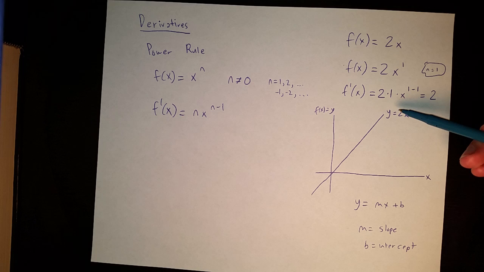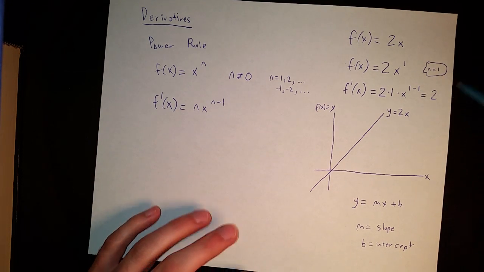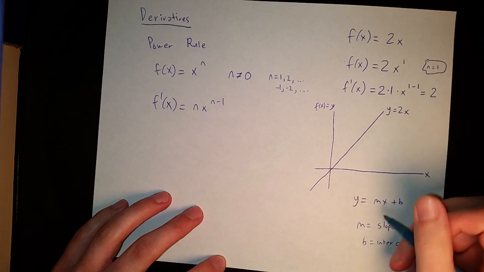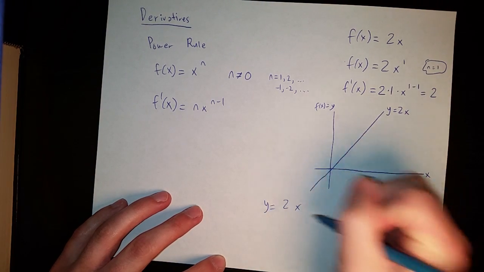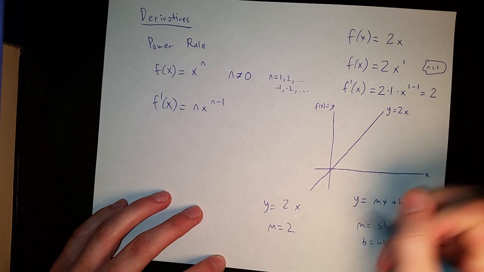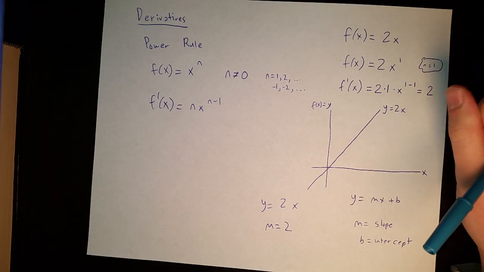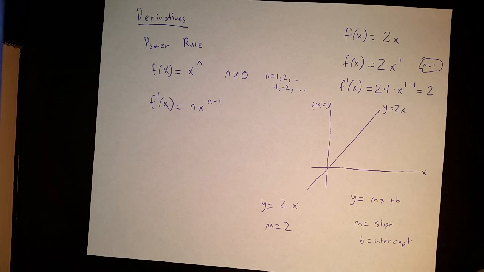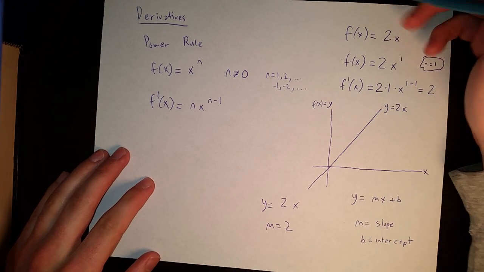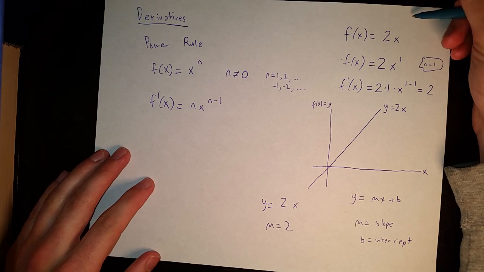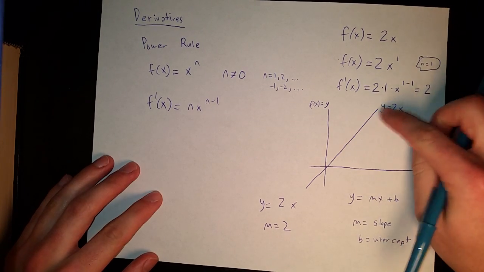But if we have a straight line, then at every point the derivative should be the same number. And that's what we get here. For y equals 2x, we get m equals 2. And that is consistent with f prime of x equals 2. Okay, so that's pretty easy. For any straight line, it will be something times x, and that something will be the slope.